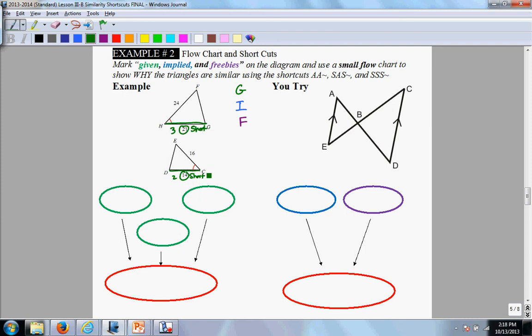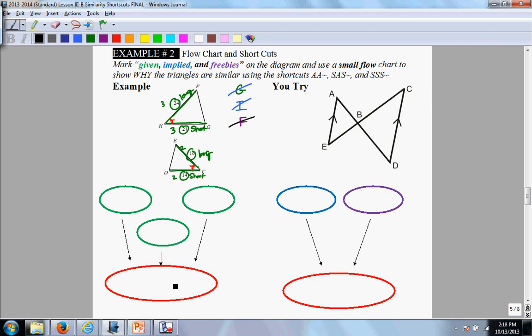Then I see that I have a given pair of angles congruent. And then here, my longer side here and my longer side here, 8 goes in here 3 times, and 8 goes in here twice. Notice it's the same ratio. There's nothing really else implied here, so that's our given. As for implied, there are no vertical angles or reflexive sides, so we're done with that.